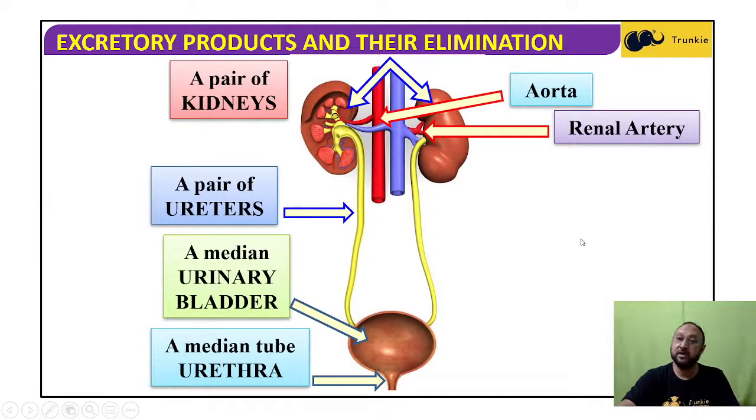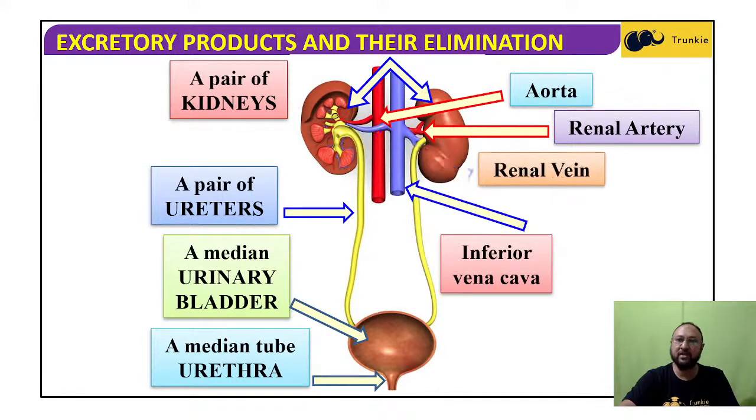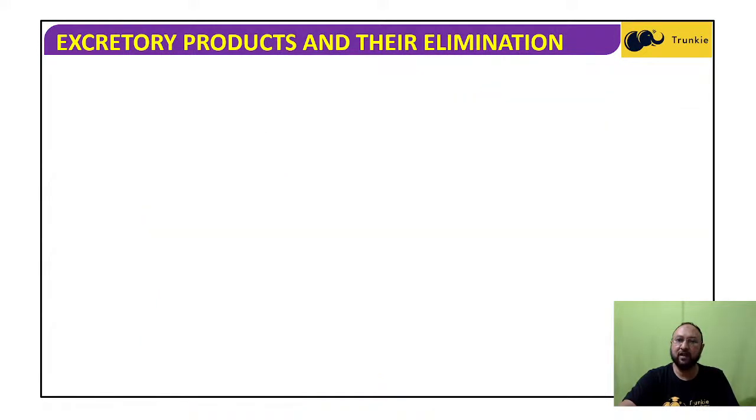You can see the aorta and the renal artery that brings the waste products, and after the filtration is done, the blood goes back through the renal vein to the inferior vena cava.